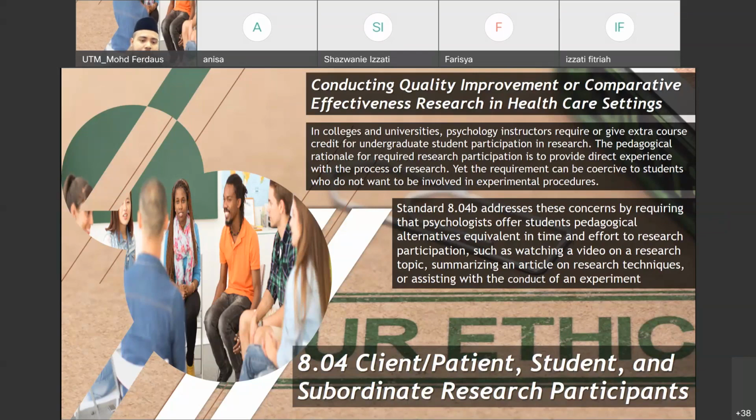So standard 8.04b regarding the alternative addresses this concern by requiring that psychologists offer students pedagogical alternatives equivalent in time and effort to research participation, such as watching a video on a research topic, summarizing an article on research techniques, or assisting in the conduct of an experiment.